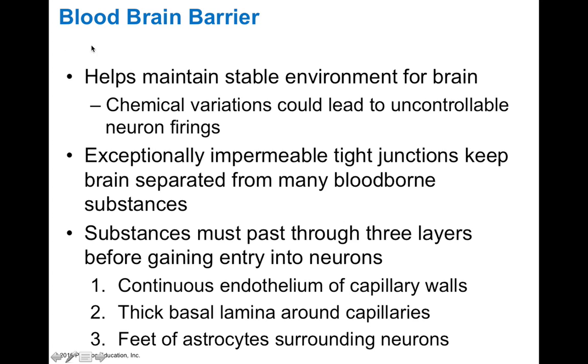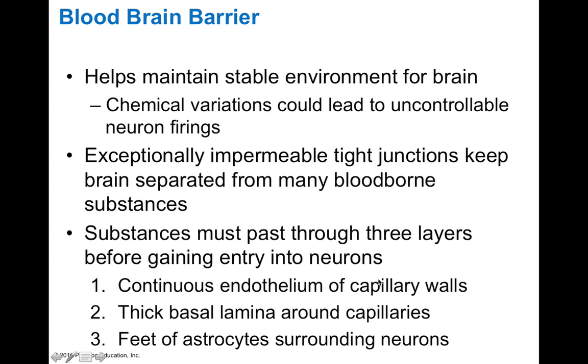Now, what's interesting too is we find something called the blood-brain barrier throughout all the major blood vessels in your brain. The function of the blood-brain barrier is it helps maintain a stable environment for the brain, because there are things in your blood that could potentially be harmful to your brain tissue, and this can lead to uncontrollable neuron firing and possibly even neuron cell death. So the blood-brain barrier is exceptionally impermeable to a variety of different substances.